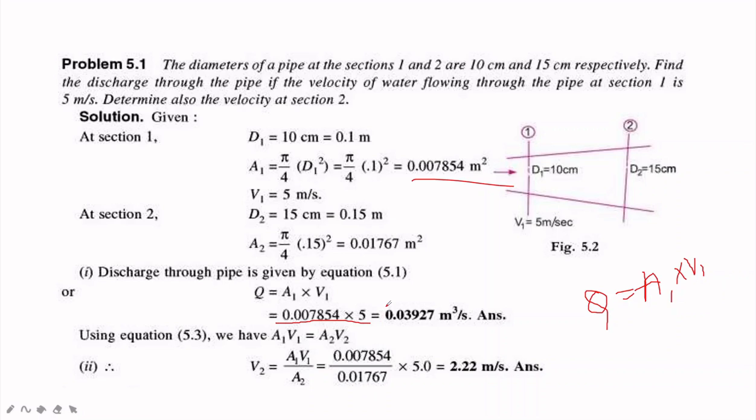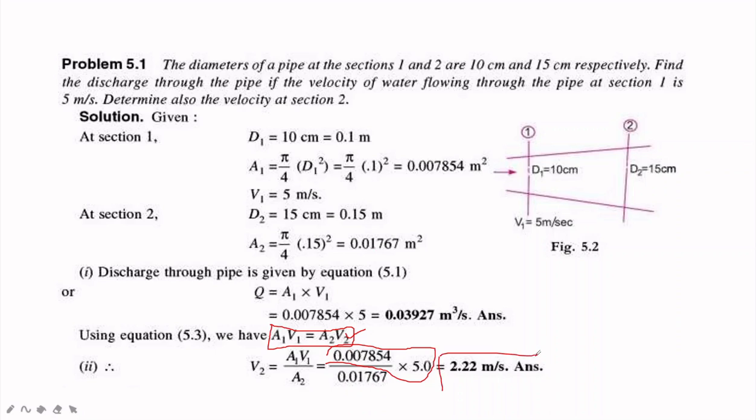But according to the law of conservation of mass, or from the continuity equation, A1 V1 is equal to A2 V2. What do we want here? V2 we want. So V2 is equal to A1 V1 by A2. A1 V1 is nothing but Q. So 0.007854 into 5, which is your value of Q, divided by A2, 0.01767. Once we substitute, we get 2.22 meter per second.